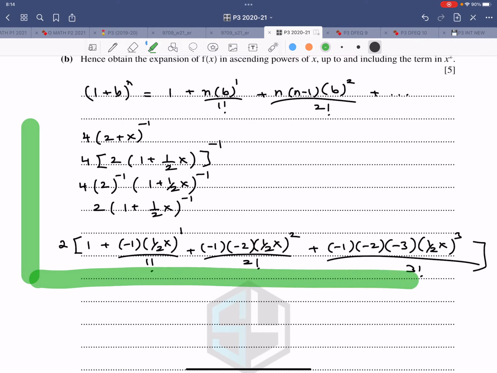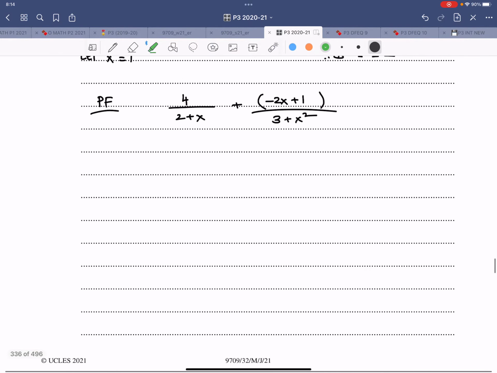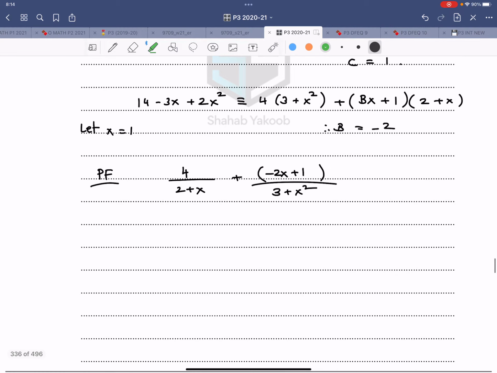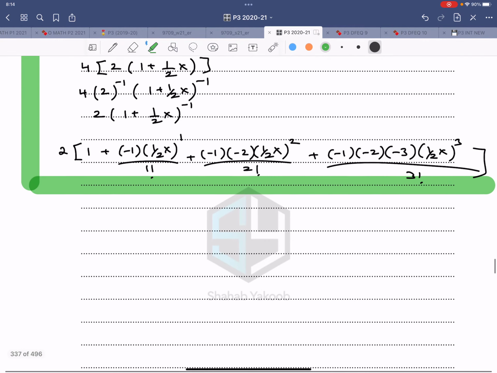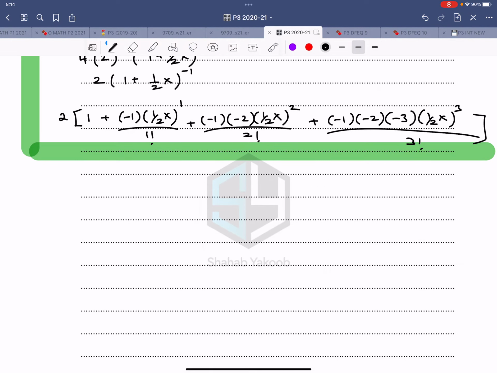Let's focus on the next one. Minus 2x plus 1, or 1 minus 2x, over 3 plus x square. So 1 minus 2x, and this is 3 plus x square raised to power of minus 1. 1 minus 2x remains as it is. This is 3, 1 plus x square over 3. The whole thing raised to power of minus 1. So let me focus again on this.